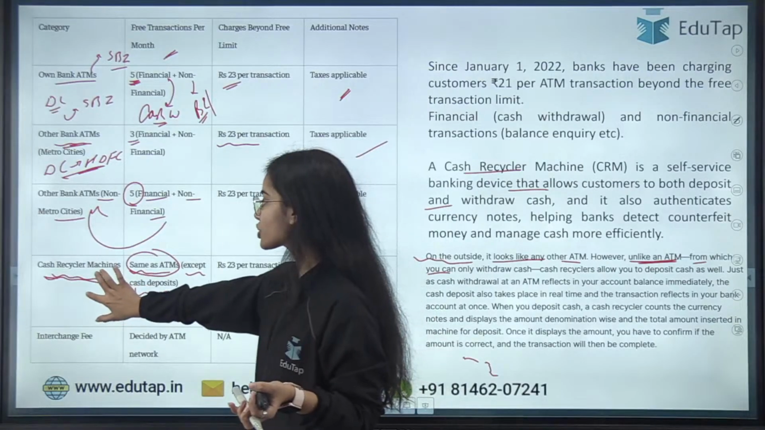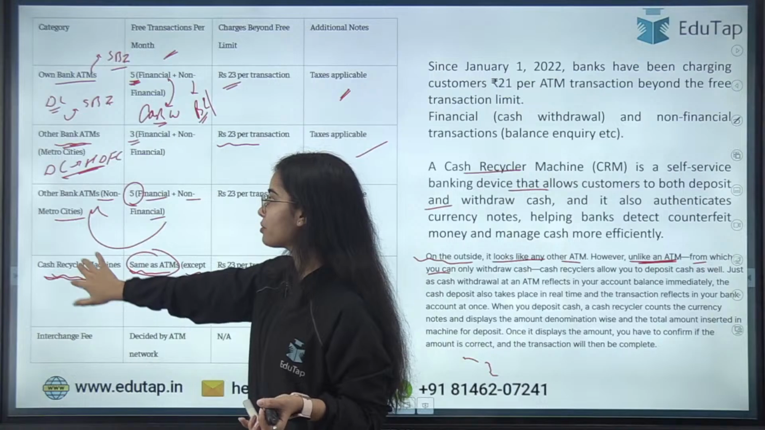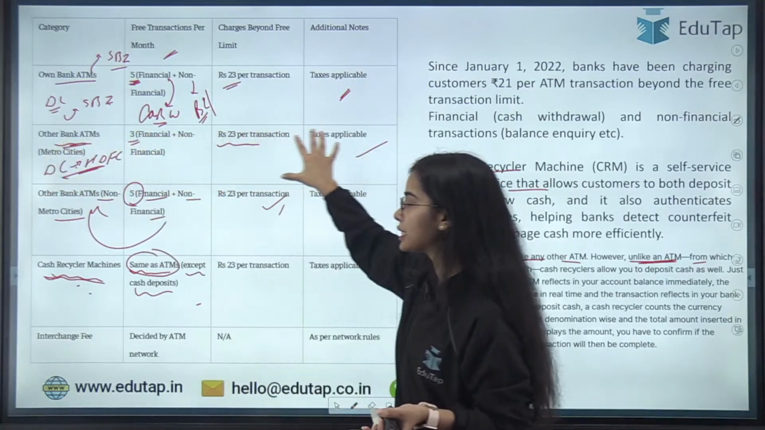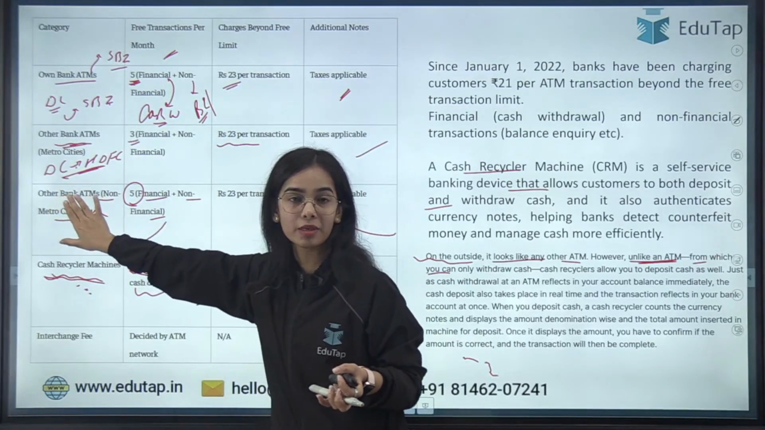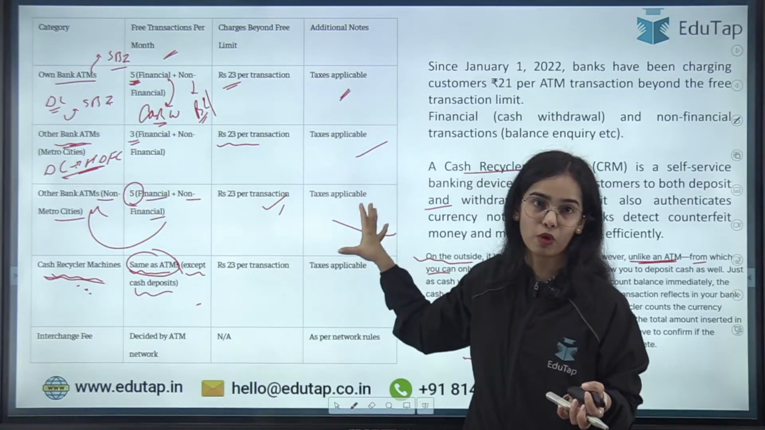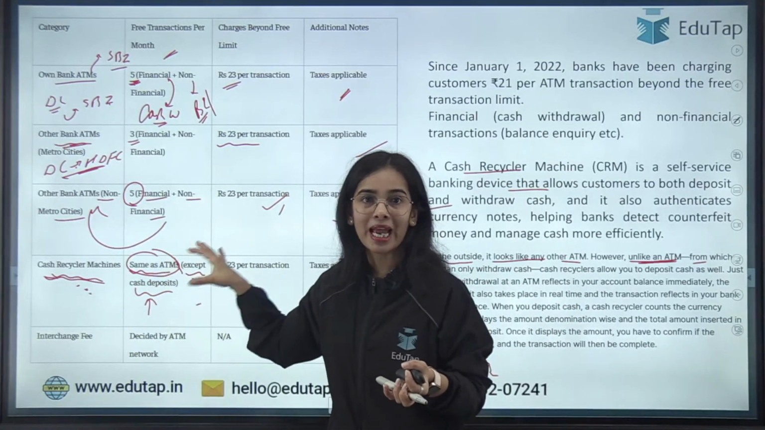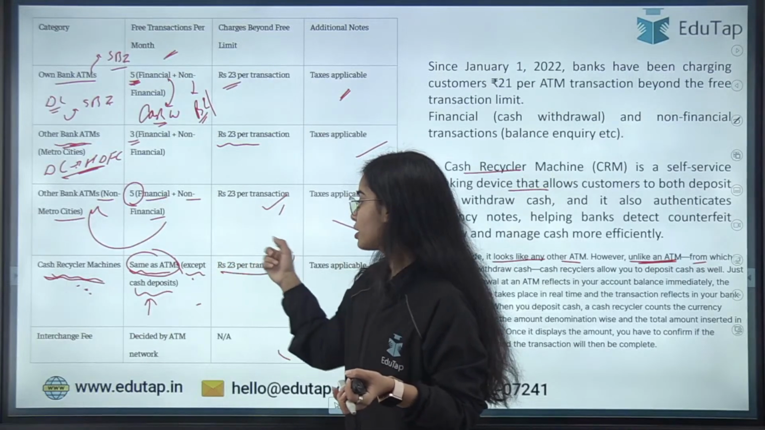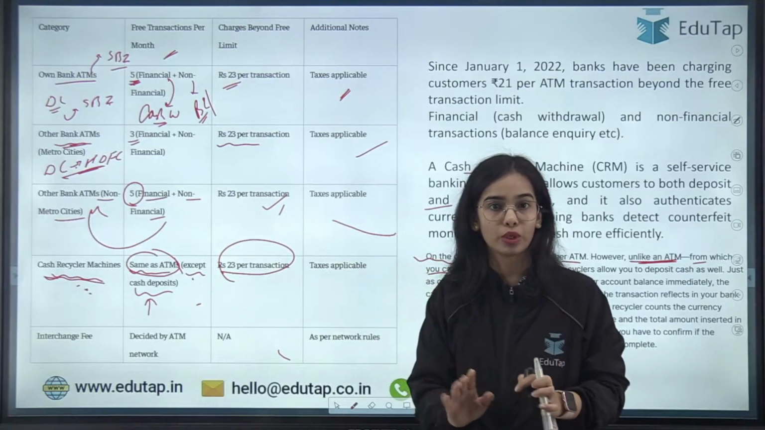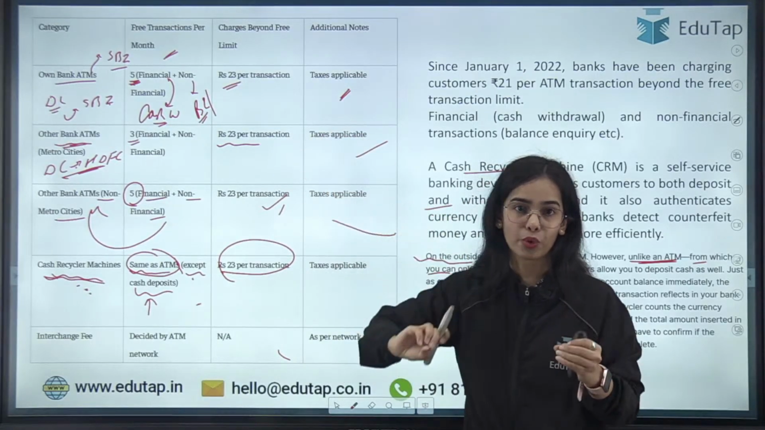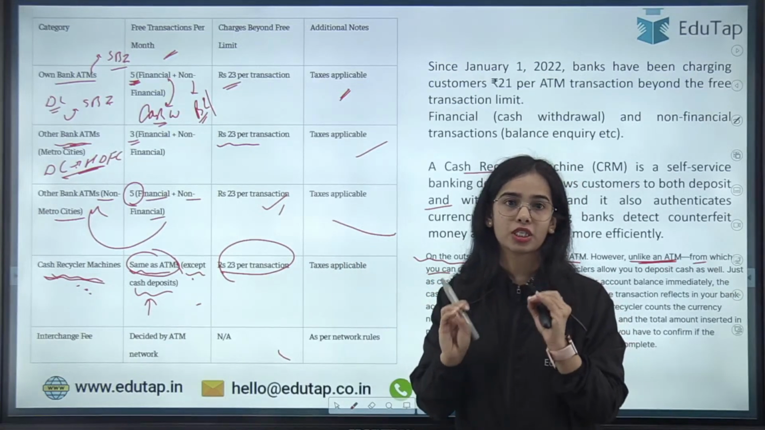That means if the cash recycler machine is of your own bank, then this limit will follow. If the cash recycler machine is of another bank in metro cities, this limit will follow. If it is of another bank in a non-metro city, then these limits will follow. So the cash recycler machine will follow the same limits as the ATM, and the same charges, a maximum of up to rupees 23 per transaction for withdrawals only. For cash deposits, the charges are not applicable.